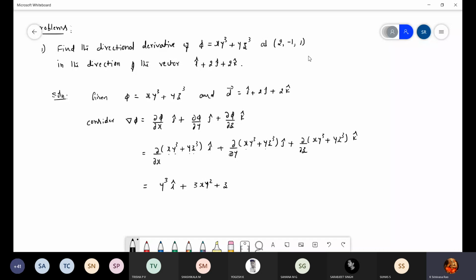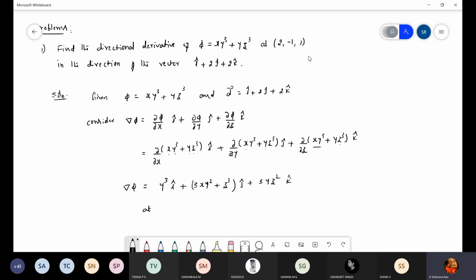into j cap, plus with respect to z, the first term is 0. This is constant, 0. Just differentiation of z cube is 3z square. You will get 3yz square k cap. So this is grad phi. Now the point is given, no? So without the point, you can't simplify.